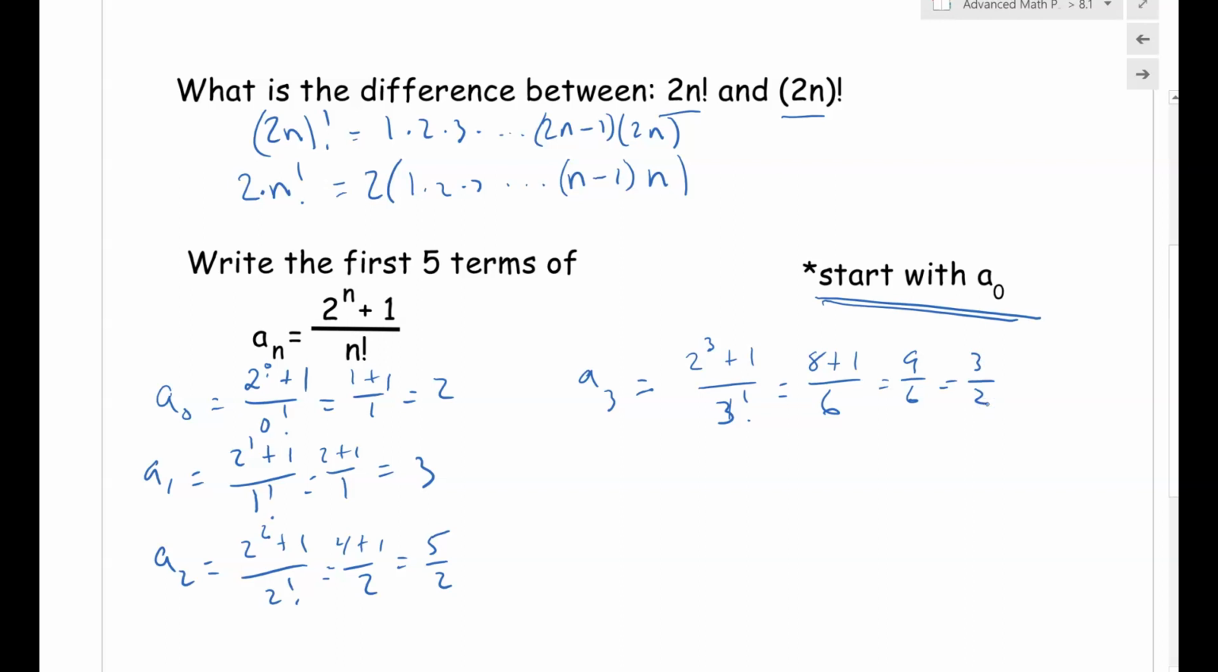Okay. And finally, the fourth term. I said the first 5 terms starting at 0. So that's 2 to the 4th plus 1 over 4 factorial. 4 factorial is 24. 2 to the 4th is 16 plus 1. So we get 17 over 24. You could leave it like that, or I believe the decimal is 0.70833. Okay. So that's the idea there of just plugging in, using some factorials. There's going to be a few of those. All right, it's kind of combining what we've done previously with this one as well.